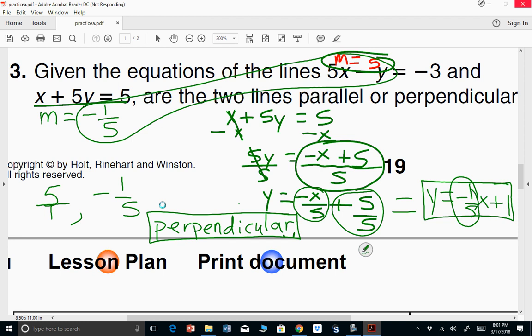Now, if you came up with an answer of 5 and 5, then the lines would be parallel. You need to put in your notes, and this is in your book, that if two lines have the same slope, they are parallel. And if the slopes of two lines are negative reciprocals of each other, then those two lines are perpendicular.